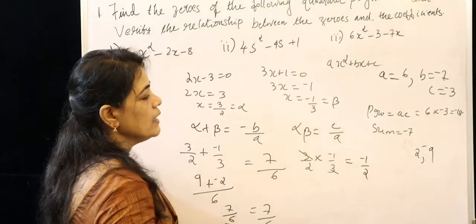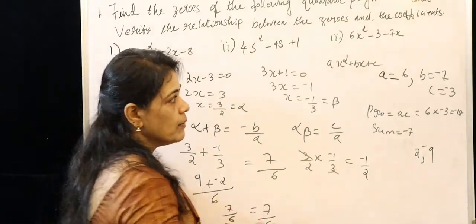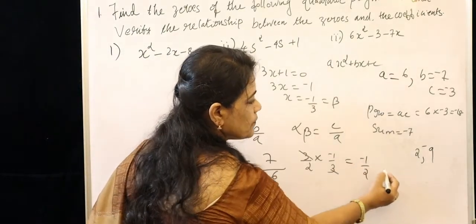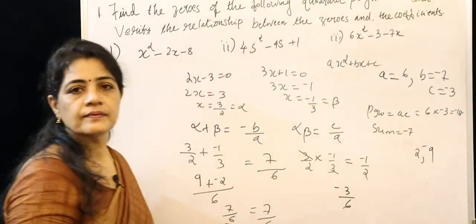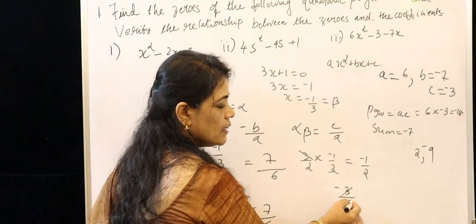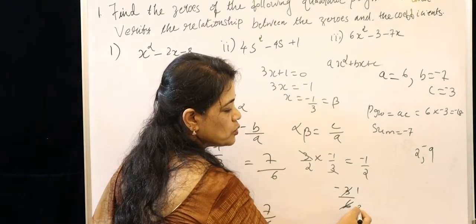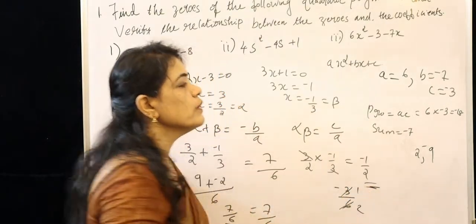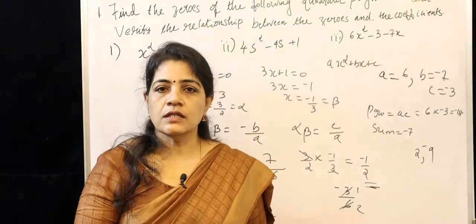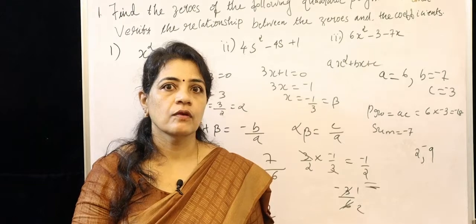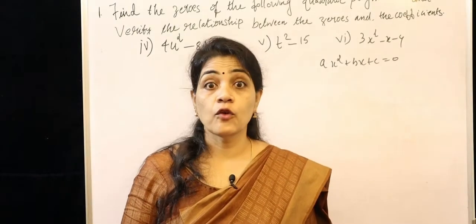What is c by a? C by a, that is minus 3 by 6. Okay, 3 in 6, 3 in 3 one time, 2 times. So that is minus 1 by 2, minus 1 by 2 is verified. So this is all about this third problem. Okay. Now we are solving the fourth question.